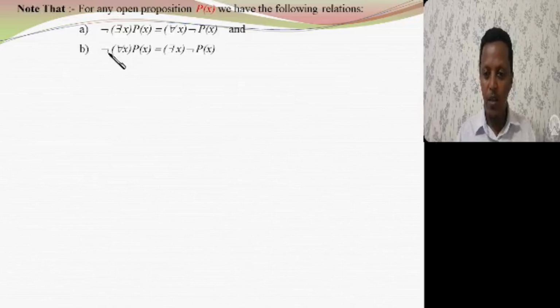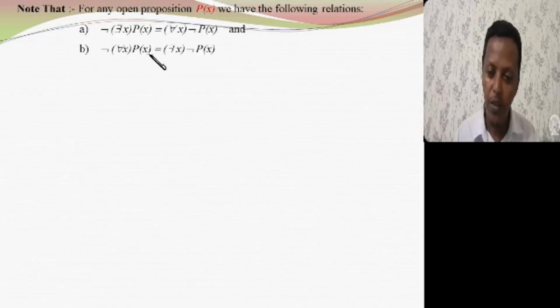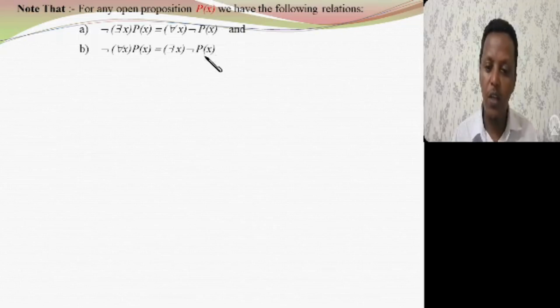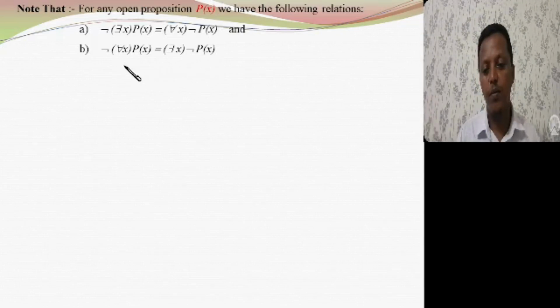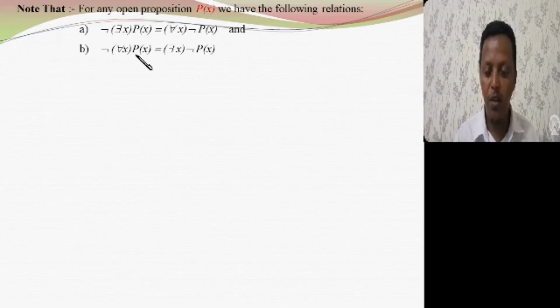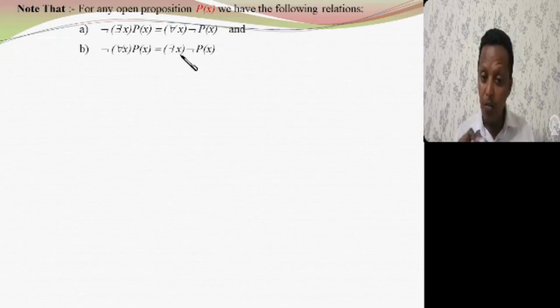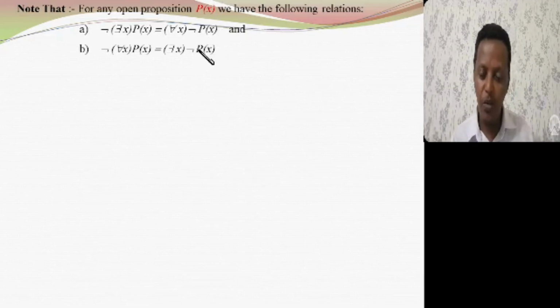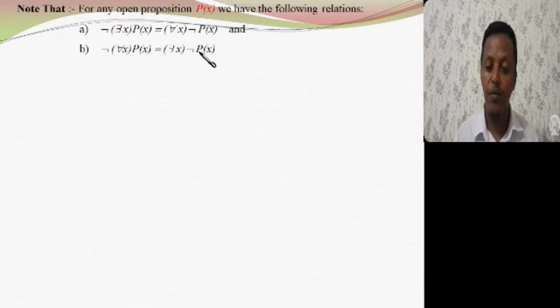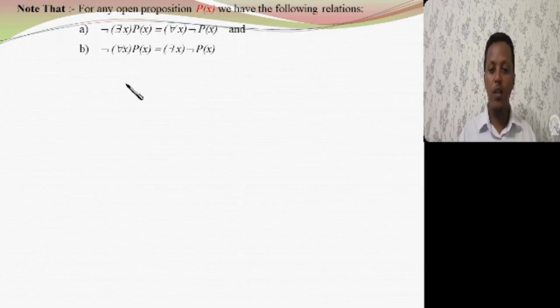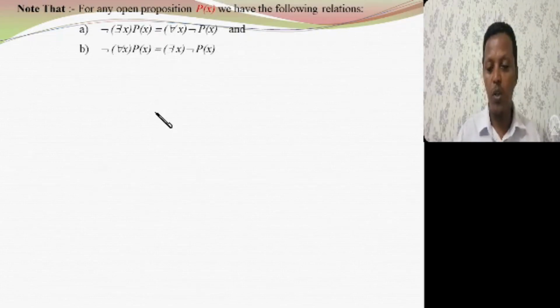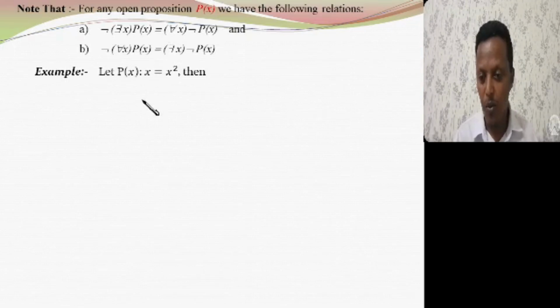Again, the negation of for all X P of X is equivalent to there exists X negation of P of X. Meaning, it is not true that all X satisfy the property of P means there exists at least one X from the domain which dissatisfies the property of P. So we can relate existential and universal based on these two important remarks. Now let's see it based on an example.